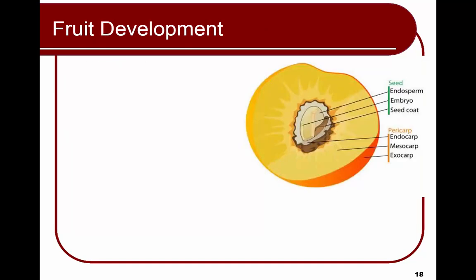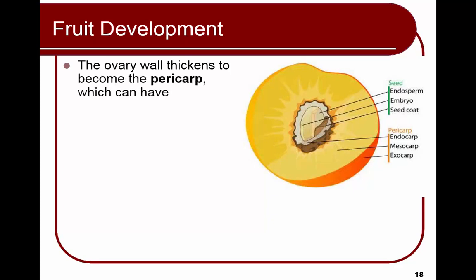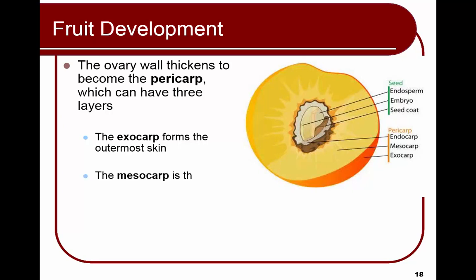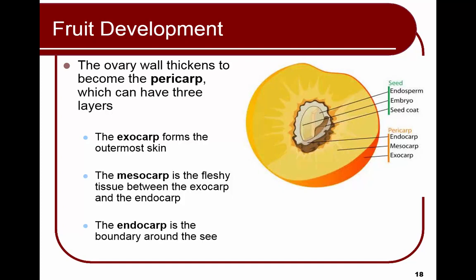Now, how does the fruit develop? You're looking at a peach. Okay, that's a good fruit. What happens is the ovary wall thickens and it becomes what's called the pericarp, which you can see here. That's the pericarp, and it has three layers. It has the exocarp, which is the outer skin, the mesocarp, which is the fleshy tissue that you eat, between the exocarp and the endocarp. And then the endocarp is the boundary that's around the seed.